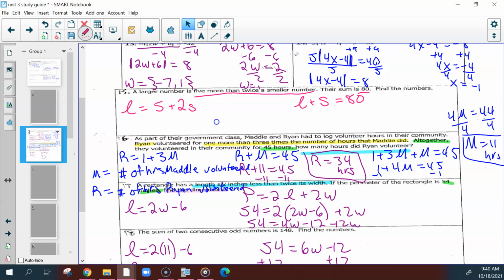So the rest of this is very similar to these other two questions. Put L into this equation and solve. So we could combine our S's. Subtract 5 on both sides. I don't really have space for that. And divide both sides by 3.